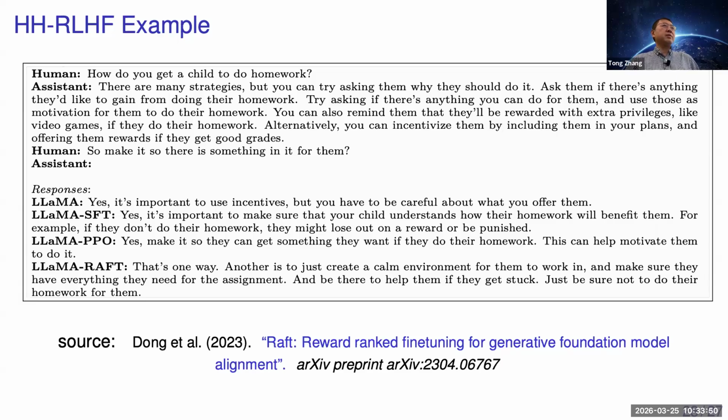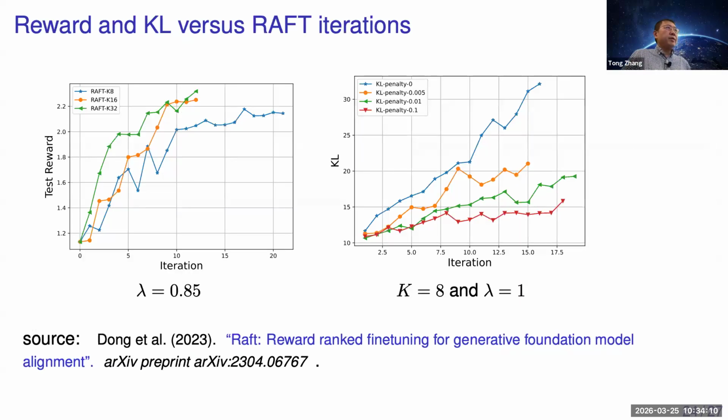But in some other sense, it's just giving you a better result in terms of human preference. Basically, this is just an example to show what the effect of RLHF will give you. In this kind of example, reward and KL versus RLHF. This one is again just some experimental results. The algorithm is pretty simple.